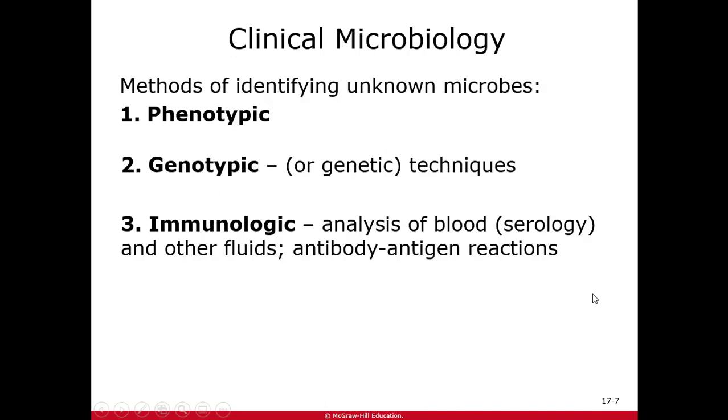So some of the methods we use to identify unknown microbes, that's what we're doing all the time with patients, is they come in, they're sick, we don't know what they have, so we've got to look at some different ways to diagnose what they have. One of the ways is using a phenotypic method. Is what do they look like? In a lab, under the microscope, is it gram positive or gram negative? We can determine that by color.